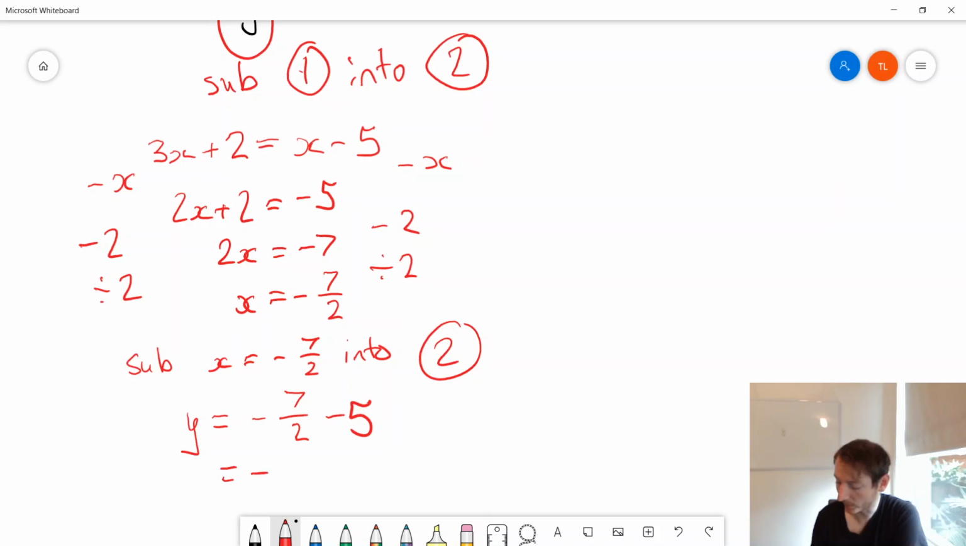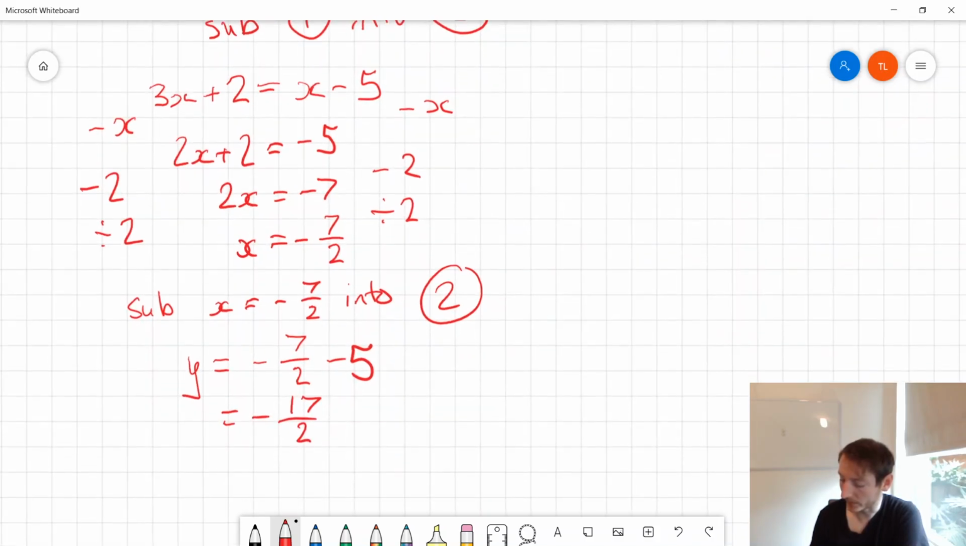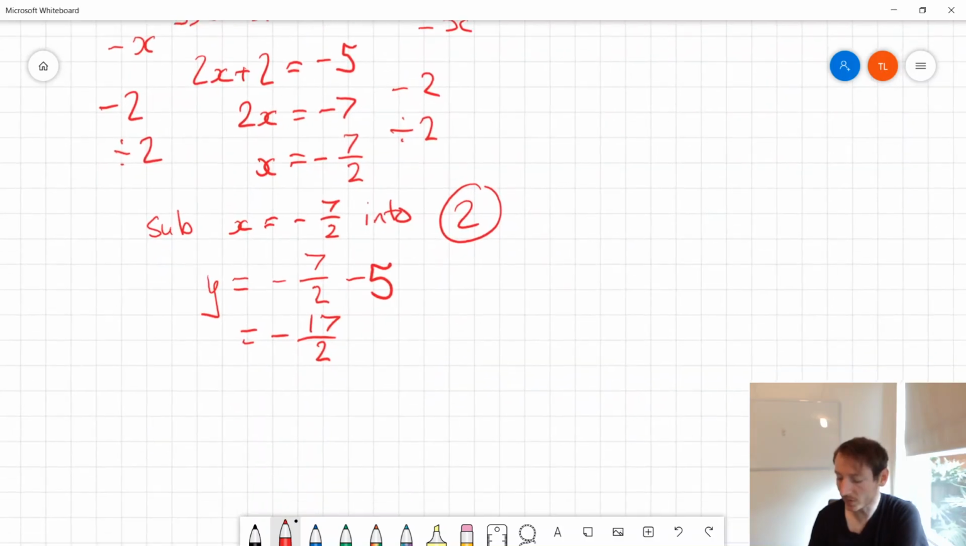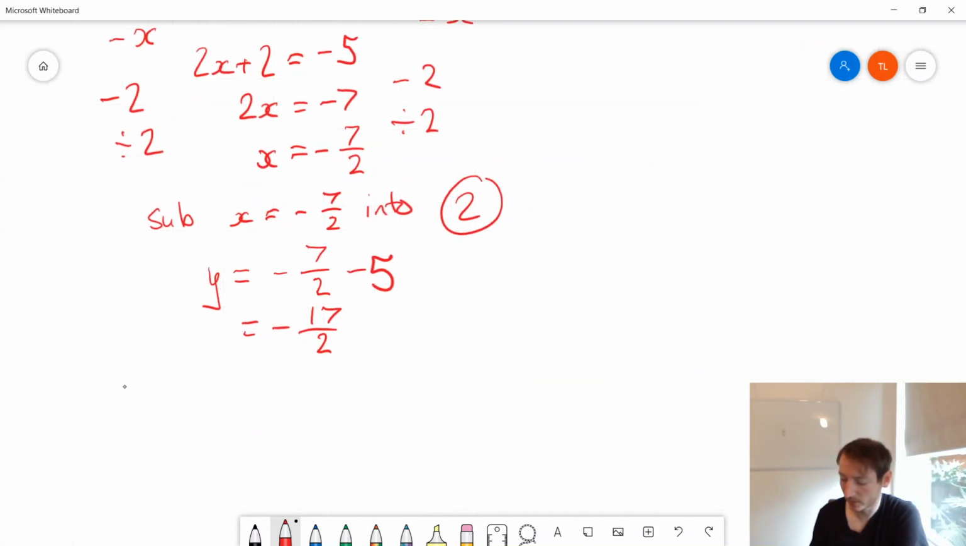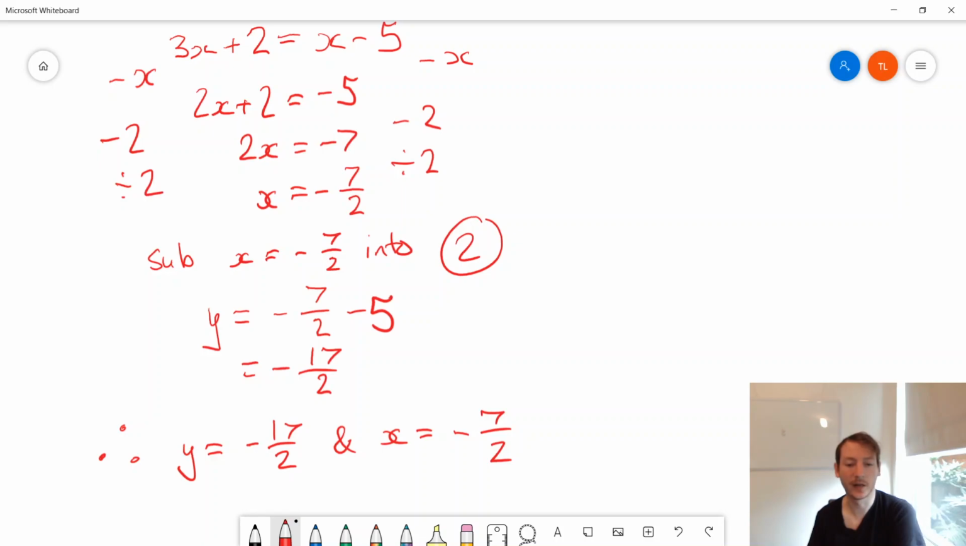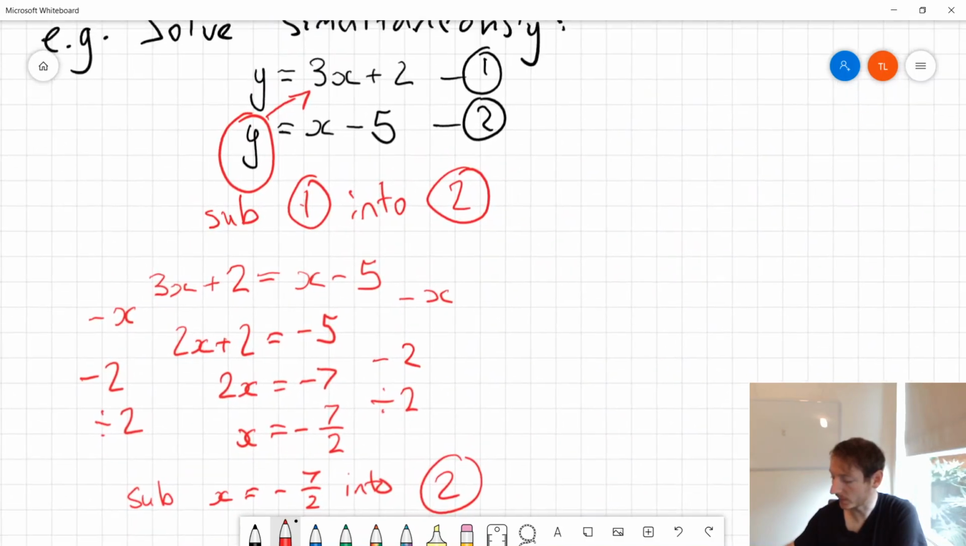Which gets us, put it in the calculator, negative 17 over 2. So my solution is, therefore, y equals negative 17 over 2 and x equals negative 7 over 2. That is the point on the graph where both of these lines intersect. Let's just quickly sketch it up here and see if that's true.